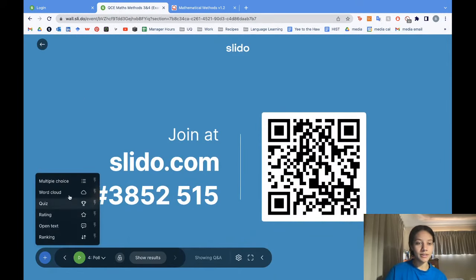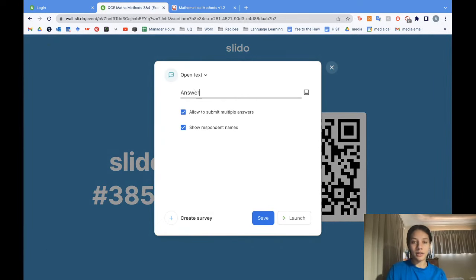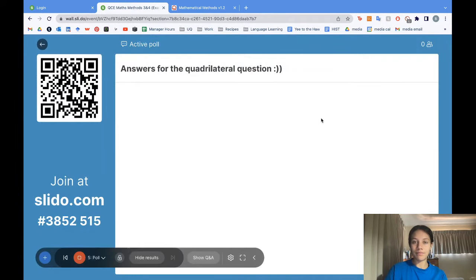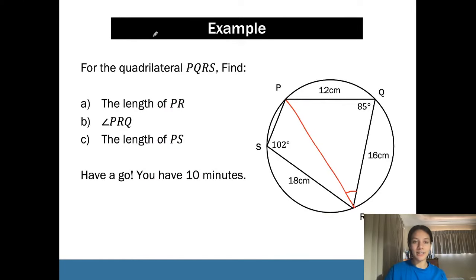So I'm going to add another open text. So have a go at this question. It might be a little bit different to what you've seen before. Answers for the quadrilateral question. Let's launch that. Cool, so the poll should be up and running. Now you guys can have a go at your quadrilateral there.